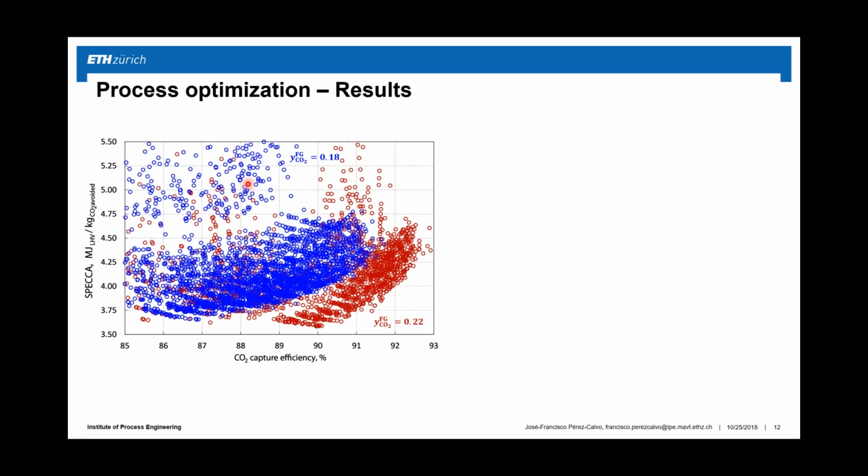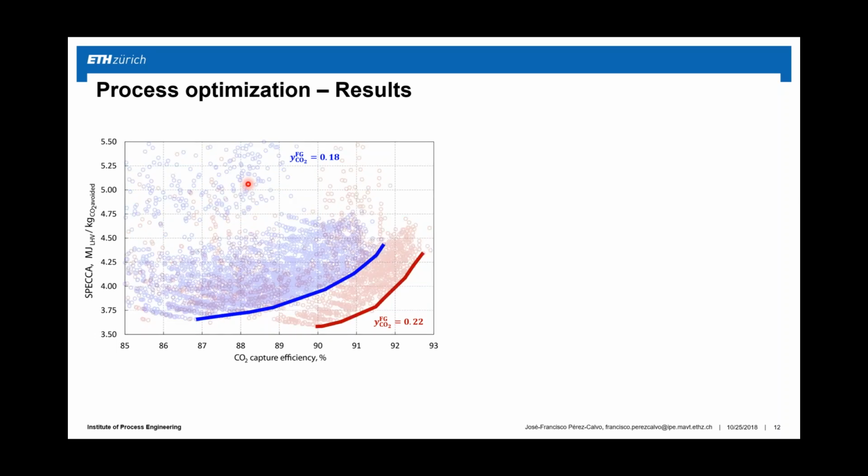Each point in this plot represents one single simulation that converged and that was performed at a different set of operating conditions. In total, we performed around 8,000 simulations. In both cases, we can see a Pareto in which we find that if we increase the CO2 capture efficiency, the minimum specific energy consumption increases.